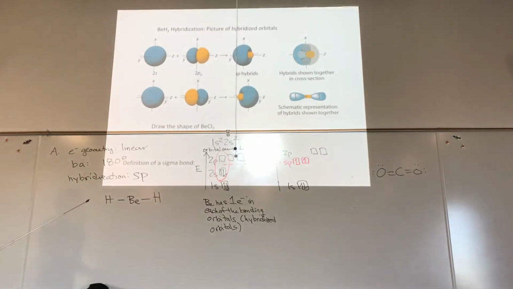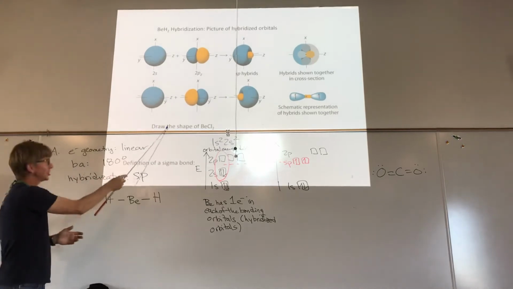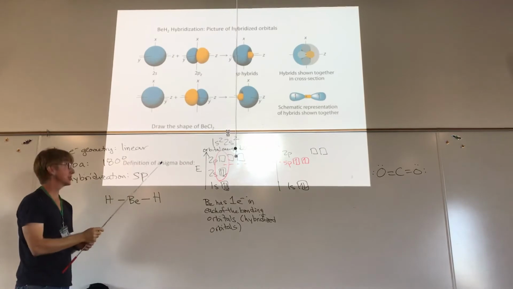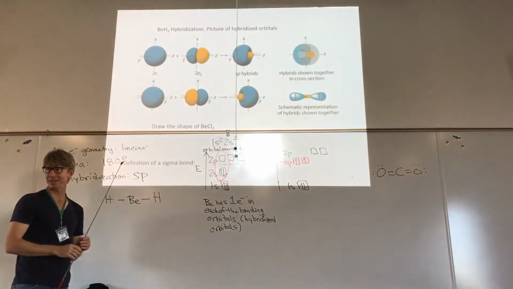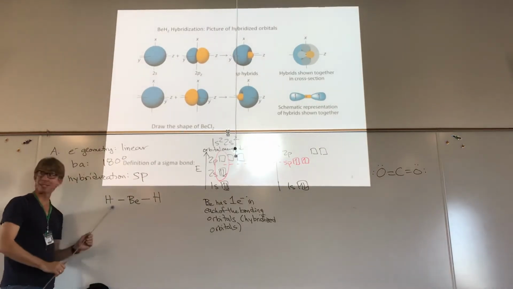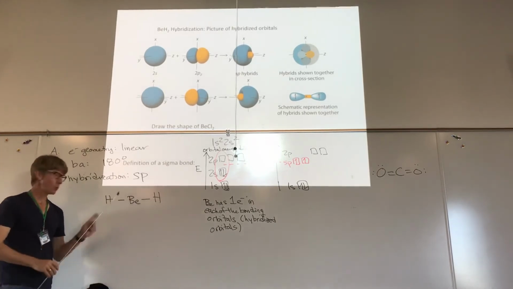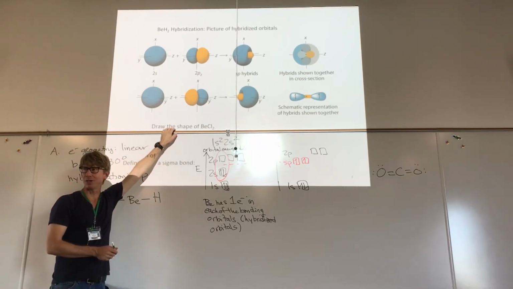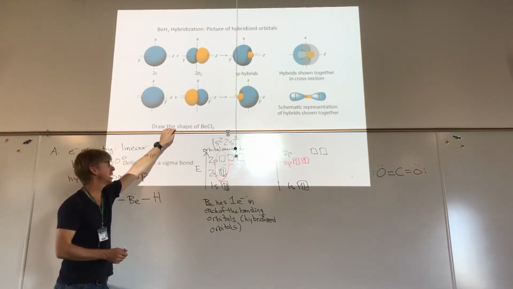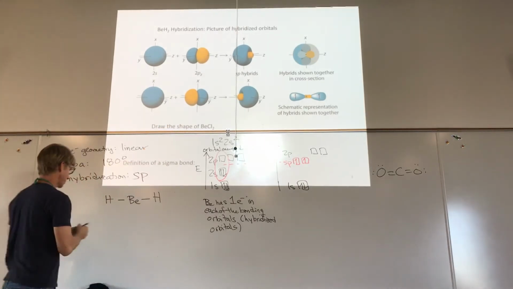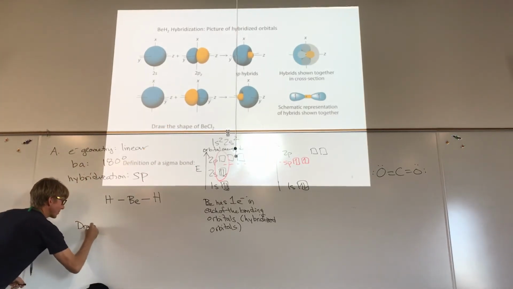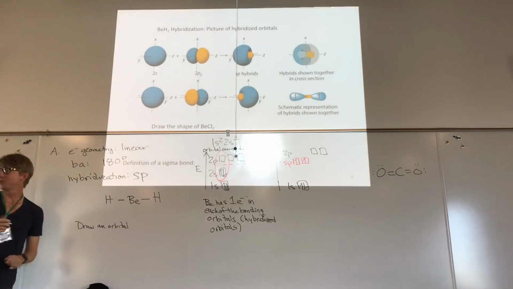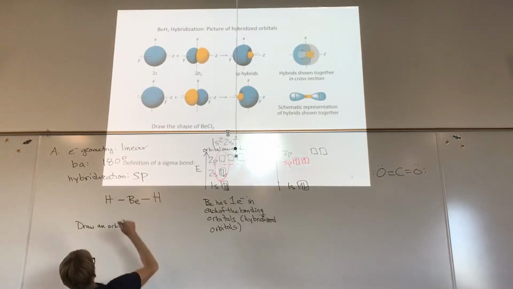Okay, so I have 2 things here on this slide that I haven't done yet. I have to draw the shape of BeCl2, and I have to define a sigma bond. Well, the shape is pretty easy because it's just 180 degrees. What I'm going to do, instead of drawing the shape, I'm going to draw what's called an orbital overlap diagram. And I can't quite write on my wall, so I'm going to do it down here. Draw an orbital overlap diagram. That's what's taking the place of draw the shape.